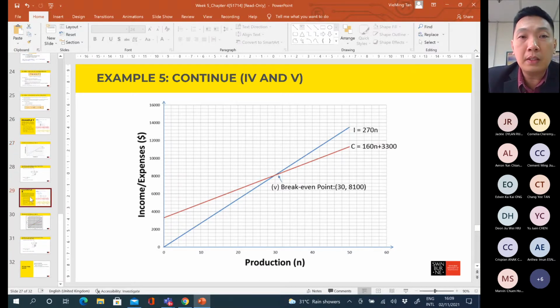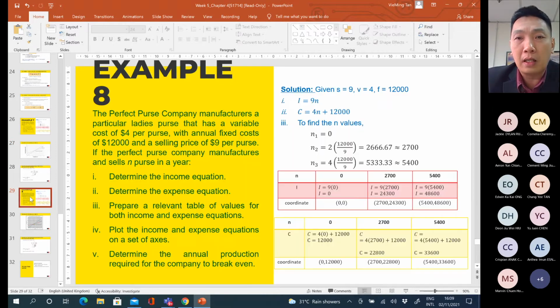For example, number 8 is also the same. If you want to use the graph to identify the break-even point, that means you need to jot down at least 3 points, 3 coordinates, for the income equation and also the cost equation.